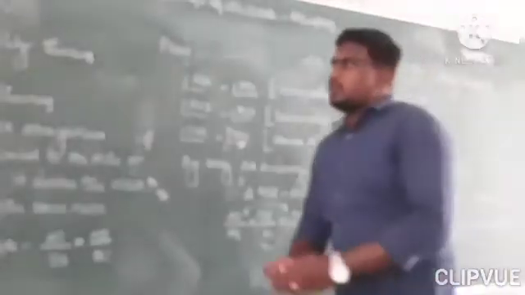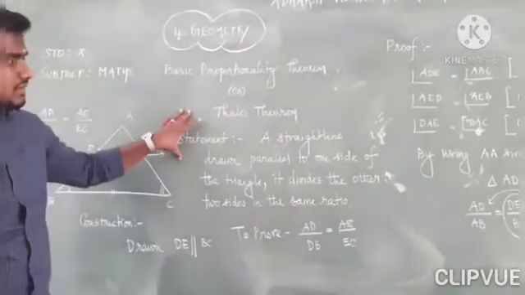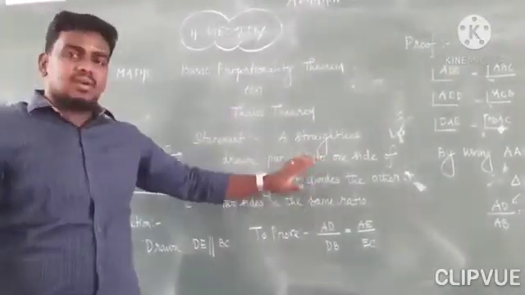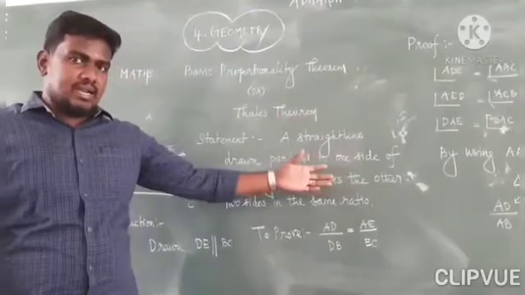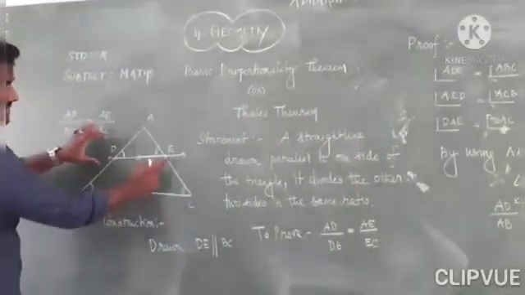Listen once again. The theorem is called the basic proportionality theorem, or Thales theorem. The statement of the theorem is: a straight line drawn parallel to any one side of the triangle divides the other two sides in the same ratio.